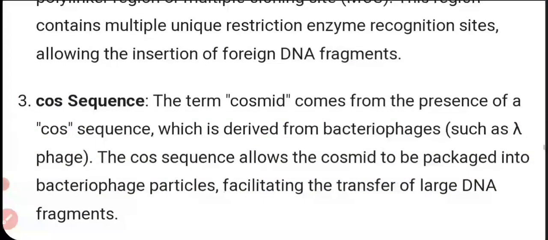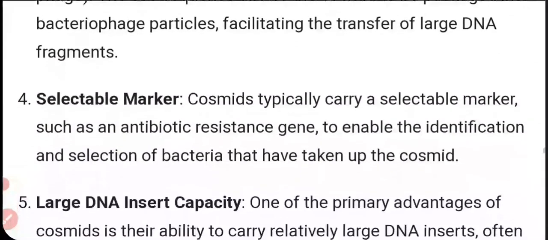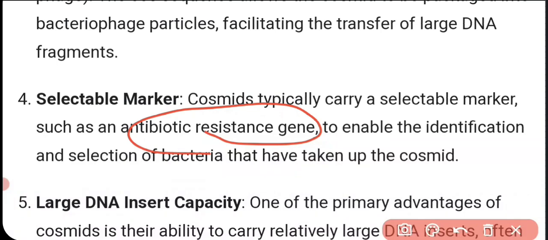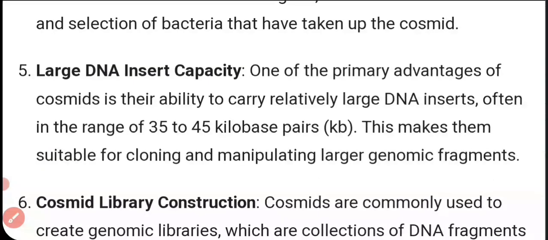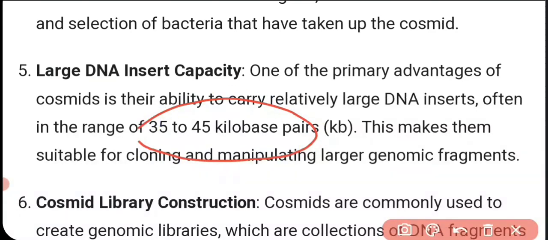Then the cos sequence, already discussed. The cos sequence is from the virus. Then a selectable marker. By this we can find out whether the recombinant gene is living or growing or not. Selectable markers are nothing but antibiotic resistance. Then the large DNA insert capacity: it can insert 35 to 45 kilo base pairs of genes or DNA.